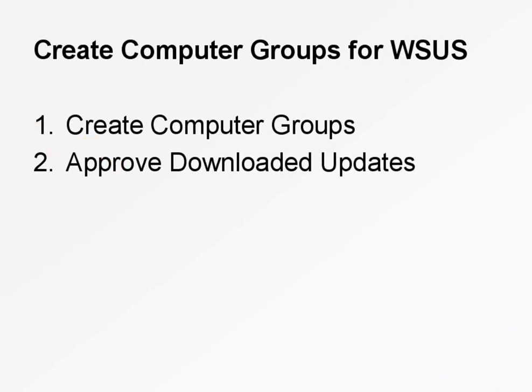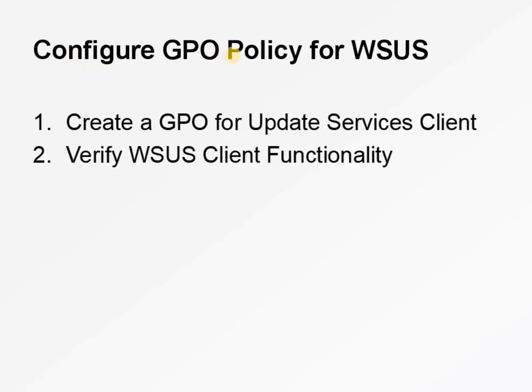Okay, we have now successfully created computer groups for WSUS. The task 2 is completed. So in the task 2, what we have done is create computer groups and approve downloaded updates. So we are going to see the task 3. So the task 3 is configure GPO policy for WSUS. So under the task 3 we are going to perform two tasks: create a GPO for update services client and verify WSUS client functionality. So let's go for the practice lab.